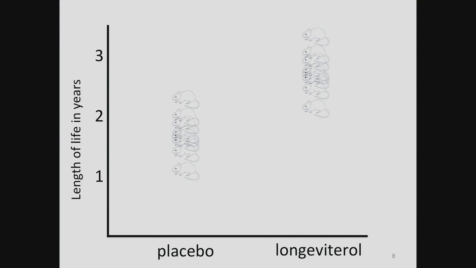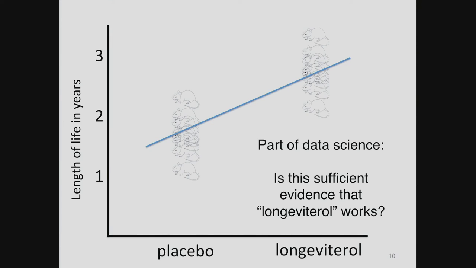And part of data science is just thinking about there being some kind of a relationship here. So if you have a treatment, that's the longevirtrol, how much does that gain you in terms of length of life? And so part of this is to figure out whether the data as you see them are sufficient evidence for you to conclude that in fact longevirtrol actually works. So that was discussed, I think, rather aptly already by John, and you know that's a big part of everything.